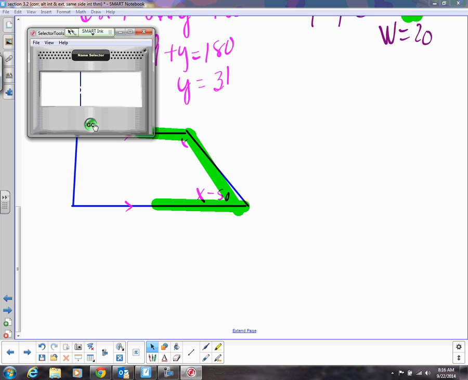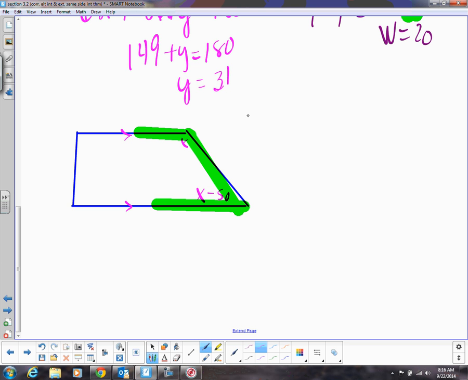And that letter is, Mackenzie? And what gives you a U? What kind of angles? Have your foldables out. It could be a C or U, however you look at it. Same side interior. Same side interior.